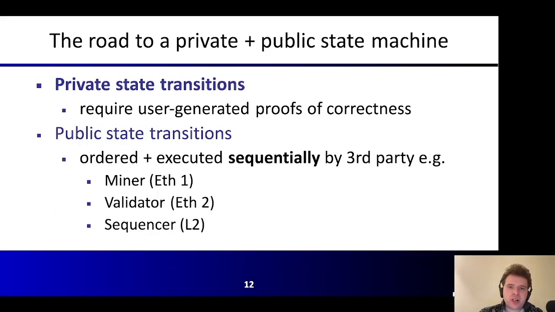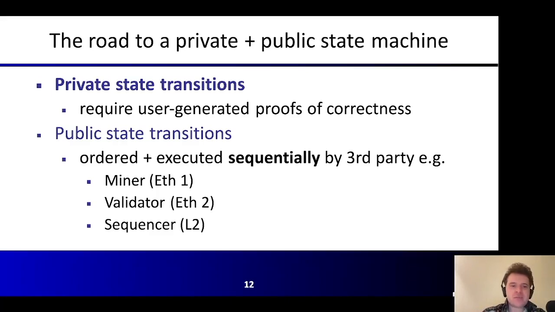And so to create a private state machine, what you really need is a hybrid state machine with a private and public state, where you have rules around how one performs private state transitions, based around receiving user's client-side generated proofs of correctness of private state transitions, as well as instructions to modify public state that are ordered, sequenced, and executed by some kind of third party.